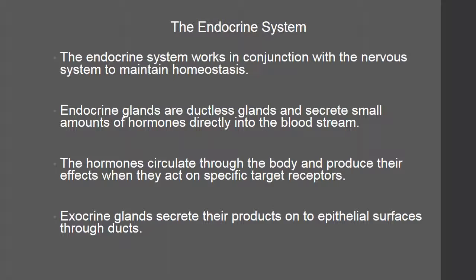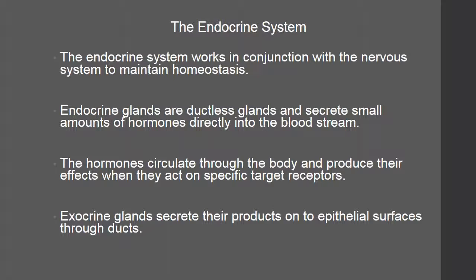As we talked about in Chapter 9 on the nervous system, the endocrine system does work in conjunction with the nervous system to maintain homeostasis in the body. That is, to maintain tissue perfusion to all of the cells and organs and tissues. Endocrine glands are ductless. That means they don't have ducts or little tubes, and they secrete small amounts of hormones directly into the bloodstream. The hormones, once they are secreted into the bloodstream, will circulate throughout the body, and then they produce their effects when they act on specific target receptors.